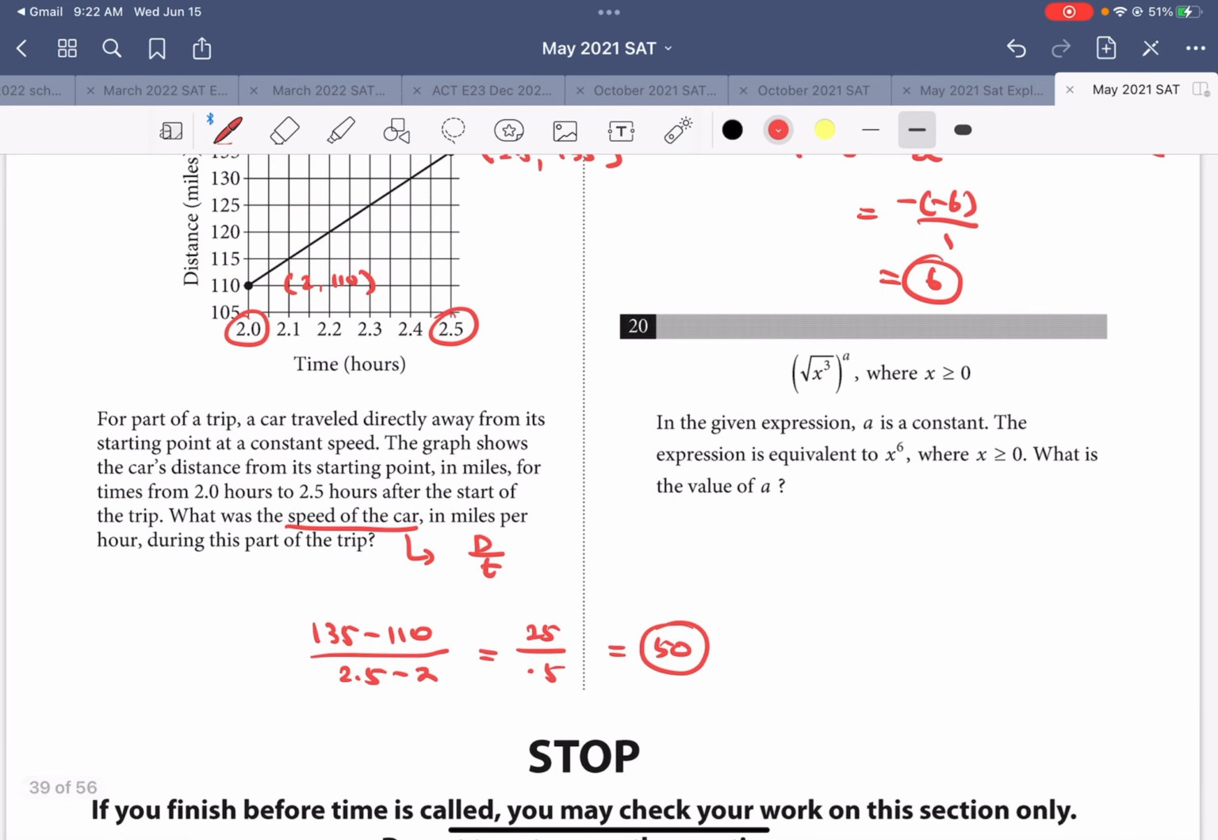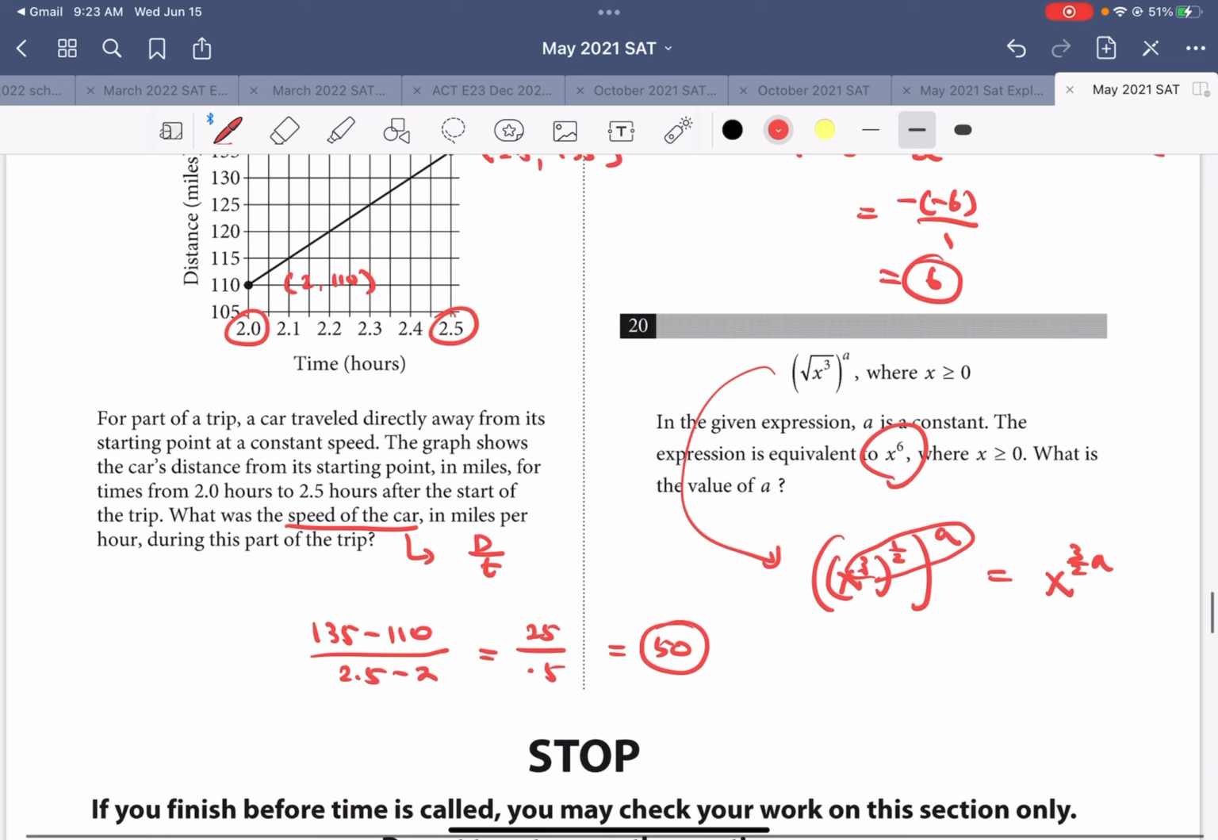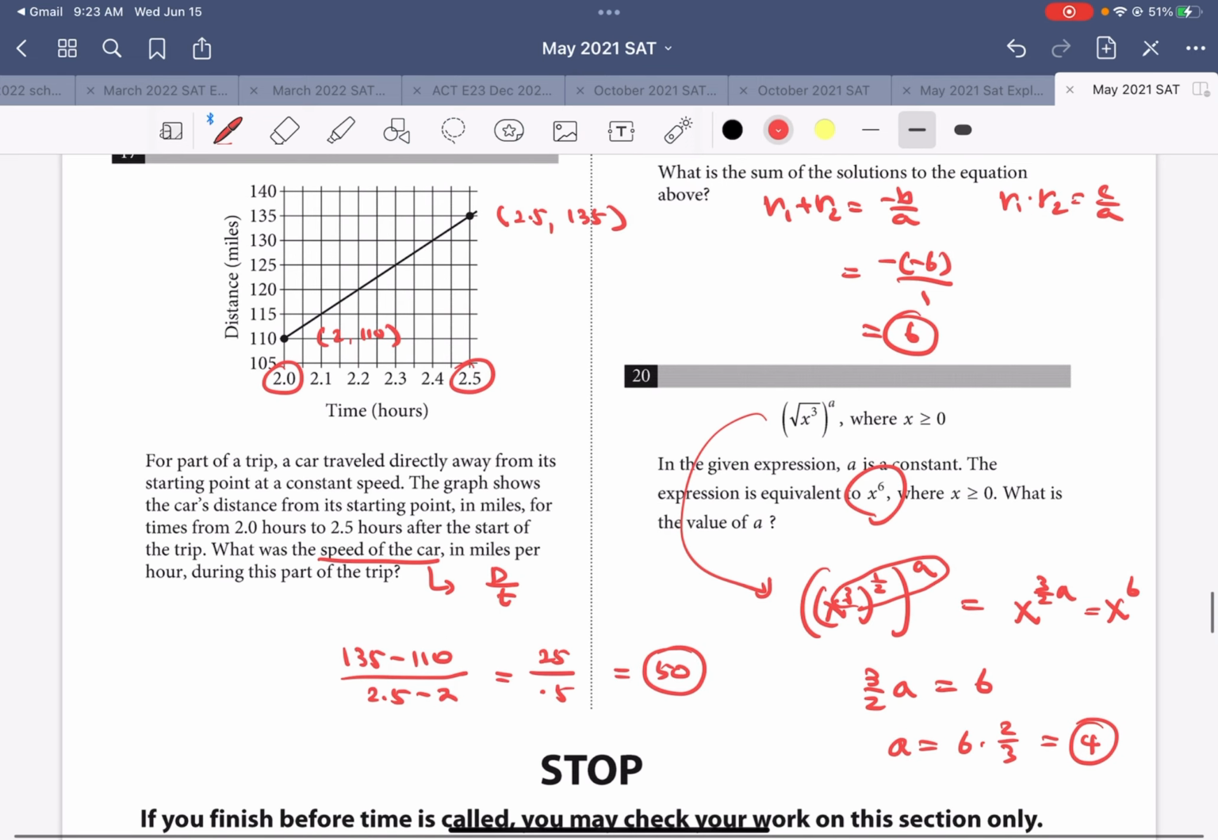Number 20, the expression is equivalent to x to the 6th power. What is the value of a? So you can manipulate the given expression. X cubed square root is 1/2 to the a. So you can multiply all three together, x to the 3/2 a, which is equivalent to x to the 6th power. So 3 over 2 a equals 6. So a is 6 times 2/3. When you reduce, 4. Okay, so that's how you find the unknown.